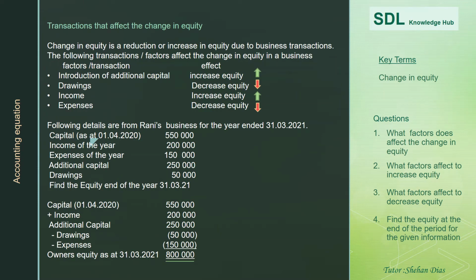Transactions that affect the change in equity. Now we look at what kind of transactions will either increase or decrease the value of equity. First one, introduction of additional capital. So additional capital will increase the equity. Then drawings is taking either goods or cash from the business. So this will reduce equity. Then income will increase equity while expenses will reduce equity.